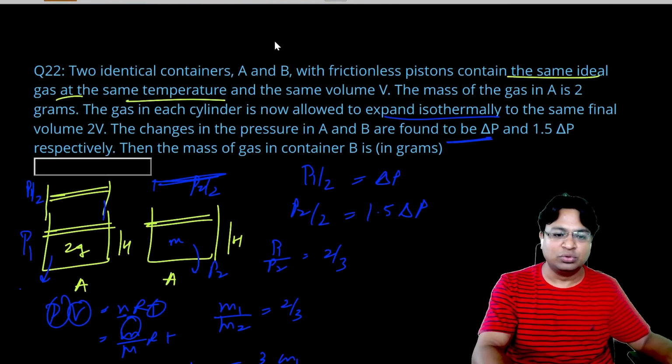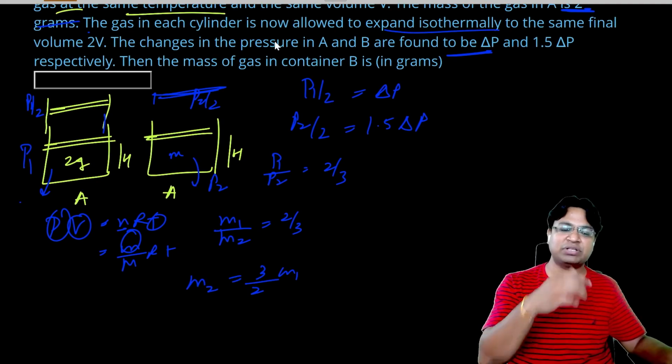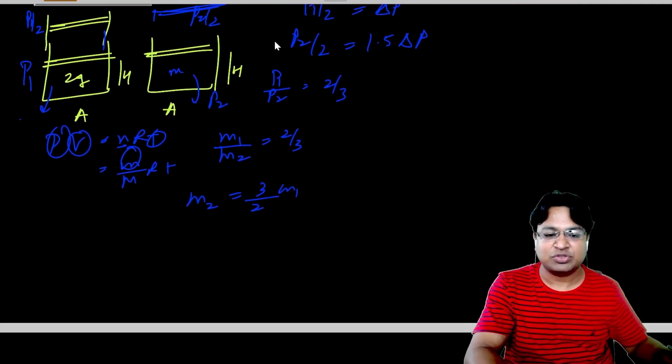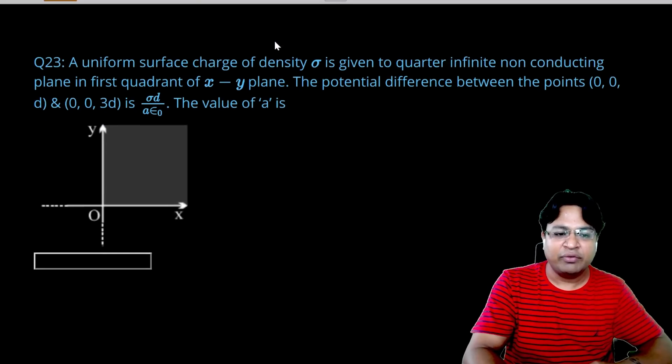M1 is given to be 2 grams. Where is it? Yeah, here, 2 grams. So if M1 is 2 grams, then M2 will become 3 grams, and that is what we were supposed to find out. So the answer would be 3. That is question number 22. Now we move to question number 24.